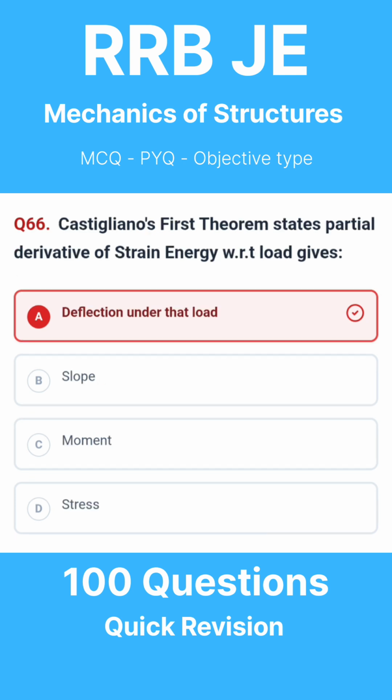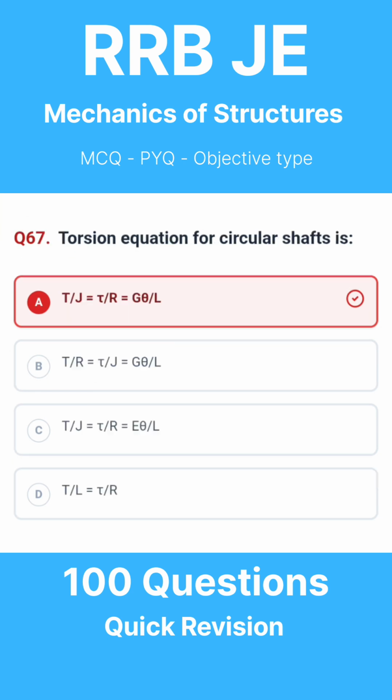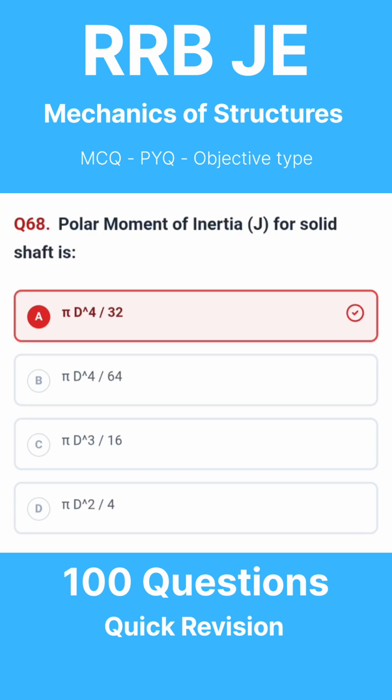Question 66. Castigliano's first theorem states the partial derivative of strain energy W with respect to load gives: the correct answer is deflection under that load. Question 67. Torsion equation for circular shafts is: the correct answer is T divided by J equals tau divided by R equals G theta divided by L. Question 68. Polar moment of inertia J for a solid shaft is: the correct answer is pi d to the power of 4 divided by 32.